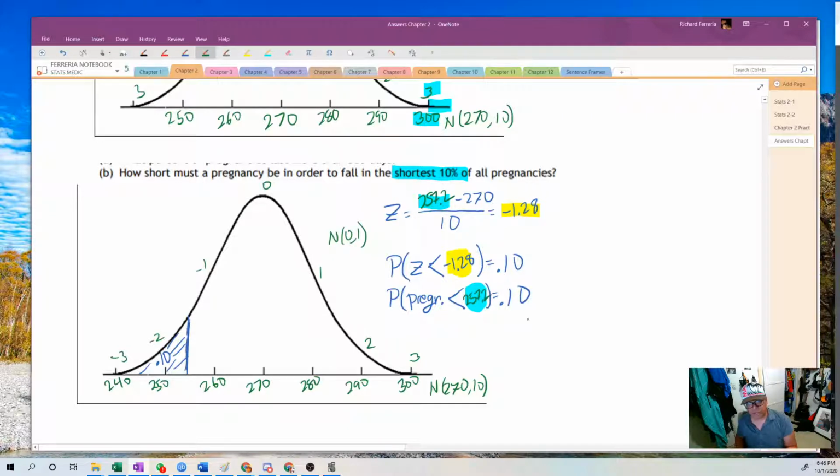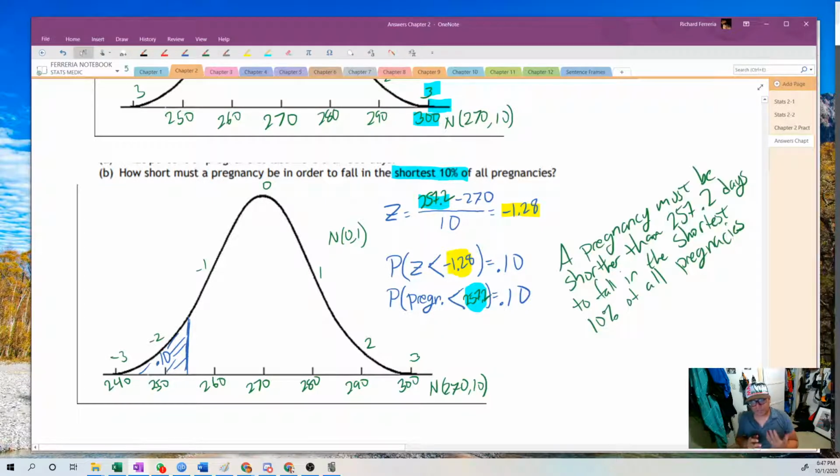And then the last thing we're going to need is our summary statement. So a pregnancy must be shorter than 257.2 days to fall in the shortest 10% of all pregnancies. So notice, again, with the work that we're showing, we got a normal curve, we've got a z-score calculation, we've got our probability, and we've got our summary statement. So that should suffice.